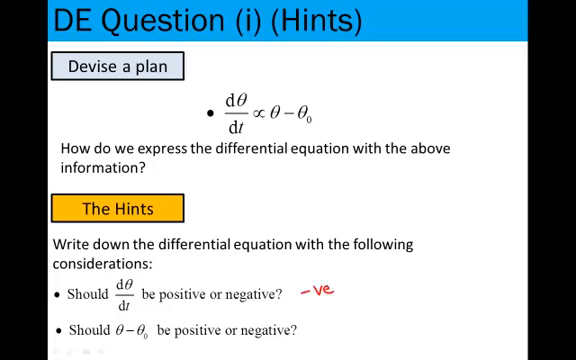At the same time, theta minus theta naught, the temperature of the object was originally hotter than that of the surroundings. So theta minus theta naught is going to be positive. So now we are ready to write down the differential equation. We know that d theta dt is proportional to the difference between the temperature of the object and the temperature of the surroundings. Okay, but the left hand side of this equation is negative.